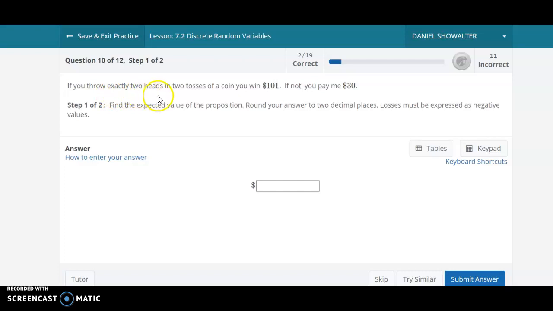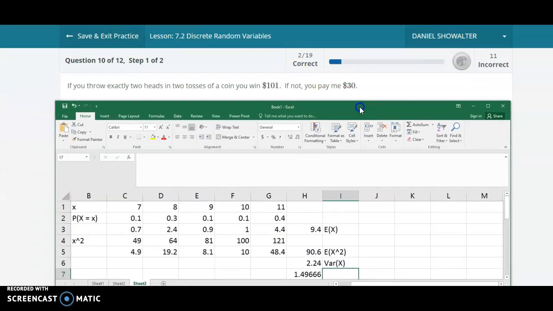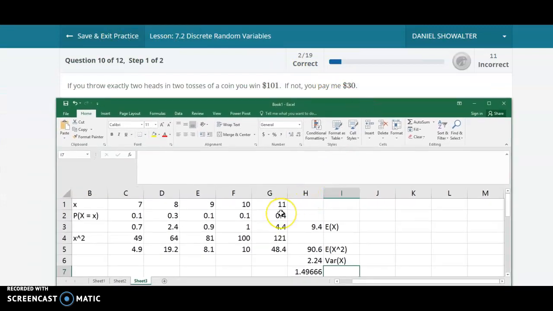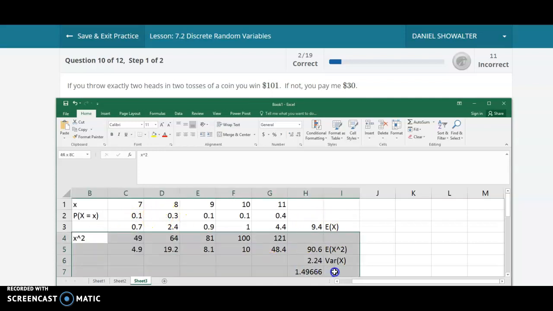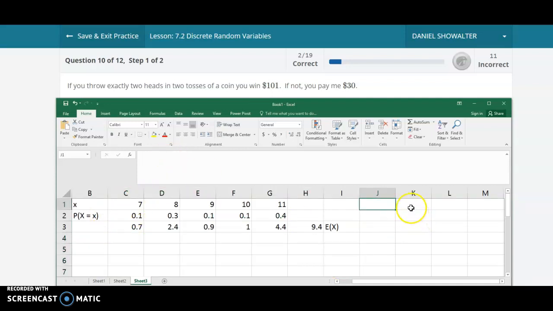If you throw exactly two heads in two tosses of a coin, you win $101. If not, you pay me $30. I'm going to pull in a spreadsheet again. And my point here is if you've watched the previous video on calculating expected value, we don't even need all this stuff. But that idea of getting x and p of x, that's really what we're doing here.